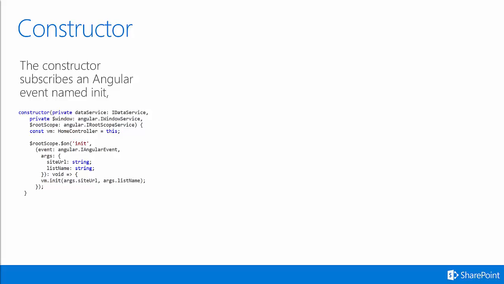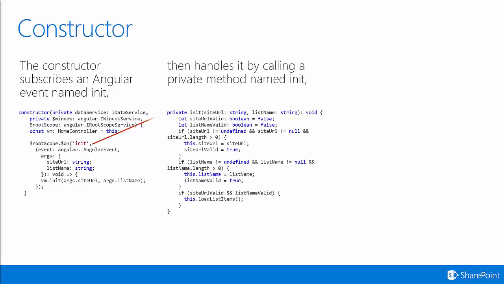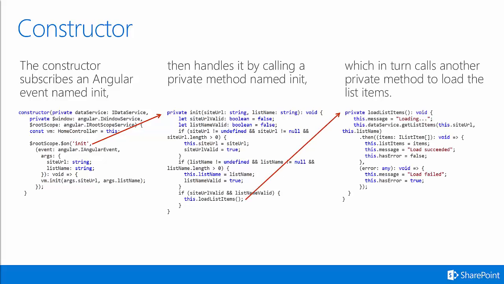The constructor in the Angular app is going to subscribe to an Angular event named init, like this. Then it's going to handle it by calling a private method named init, just like that. Then finally, that in turn is going to call into another private method to load the list items. If you're familiar with Angular, this should make a lot of sense to you.